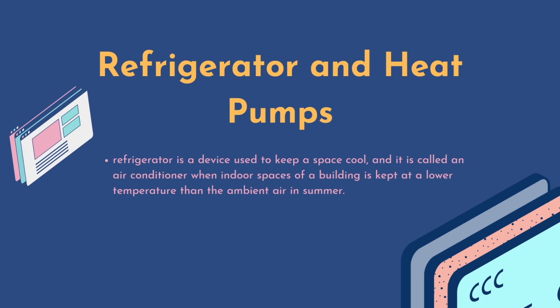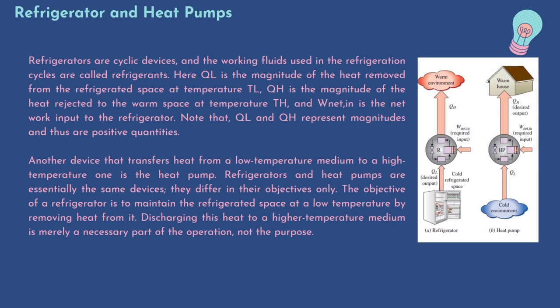Refrigerators and heat pumps. A refrigerator is a device used to keep a space cool and is called an air conditioner when the indoor space of a building is kept at a lower temperature than the ambient air in the summer. Refrigerators are cyclic devices, and the working fluids used in the refrigeration cycles are called refrigerants.